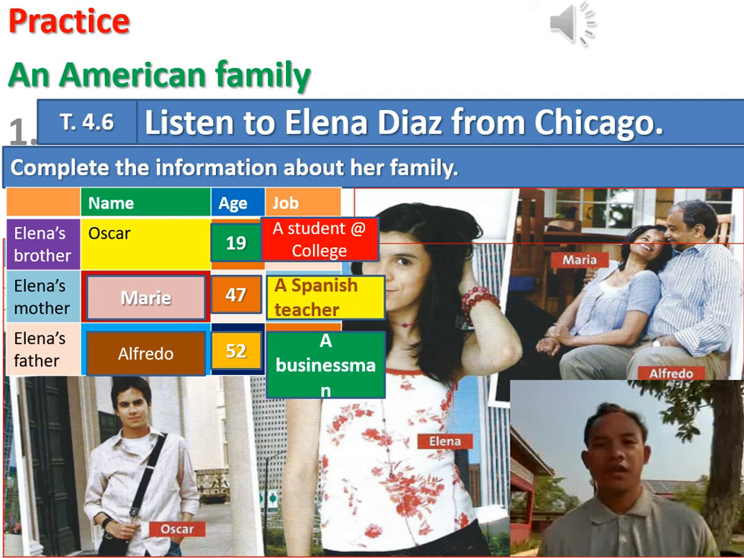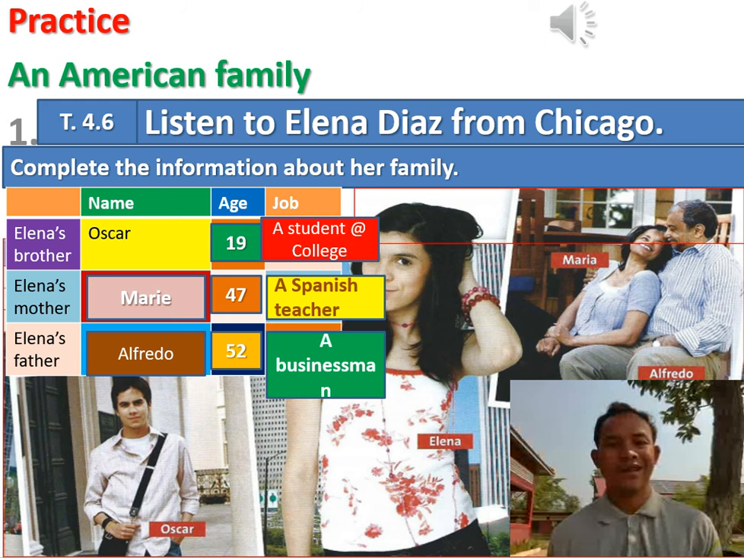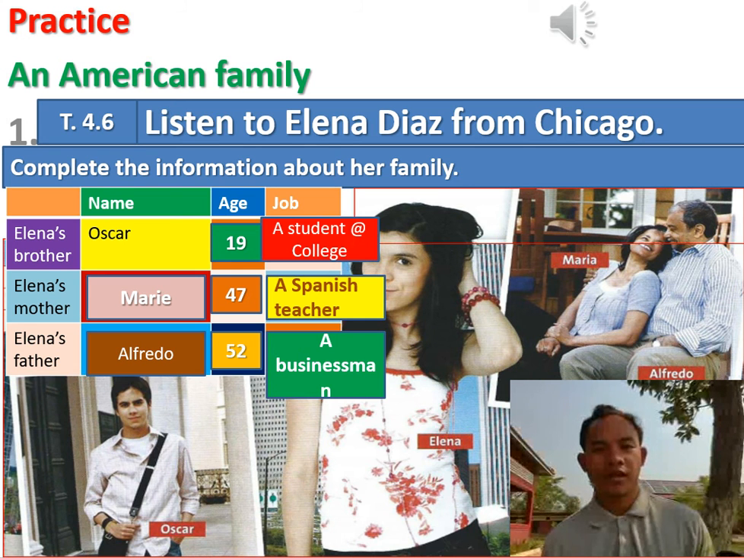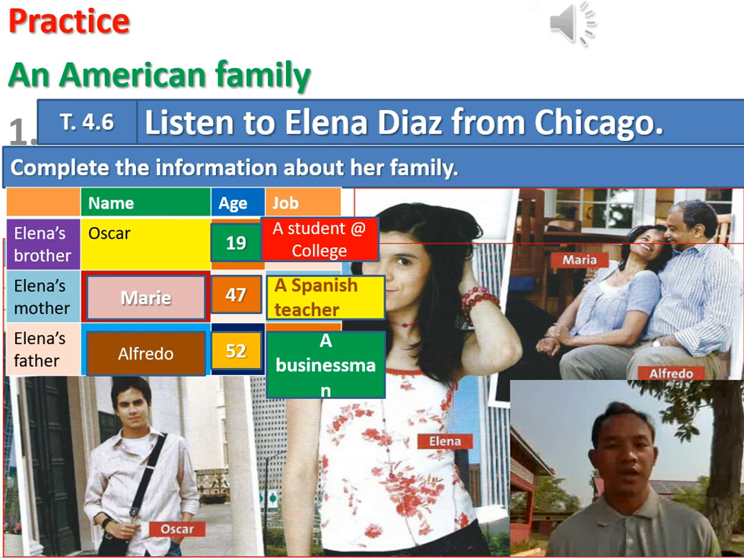All right, so as you see, all the answers are correct. So we talk about Elena Diaz from Chicago, and she's from the United States. And she's got a brother, so her brother's name is Oscar, and he's 19. He's a student at college, and her mother's name is Maria, and she's 47. She's a Spanish teacher, and her father is Alfredo, and he's 52, and he's a businessman. Okay, so right, guys, let me continue.